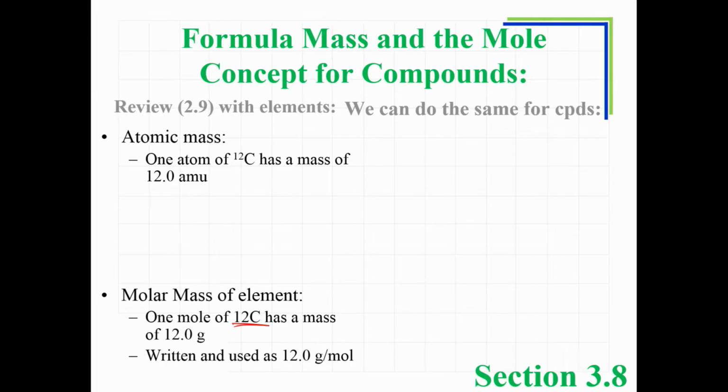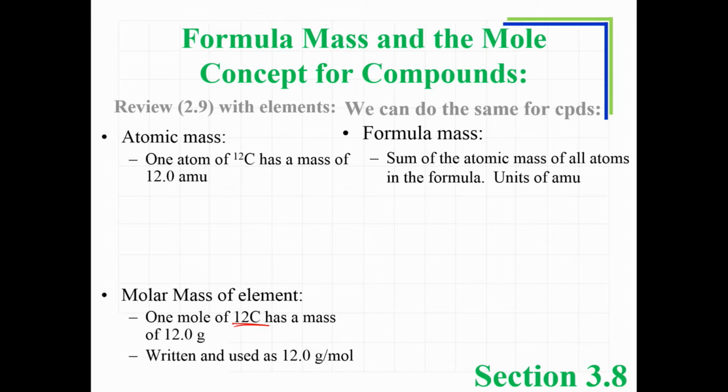Now we're going to do the same thing but for compounds, okay? When we're dealing with compounds, we talk about formula mass. And we could talk about the formula mass as being the sum of all the atomic masses of all of the atoms within that formula, whether that formula is a molecular formula or it's an ionic compound, so we have to use an empirical formula. And when we talk about formula mass, we're generally talking about it in the AMU world. So we're talking about the mass of 1 molecule. We're talking about the mass of 1 formula unit in units of AMU.